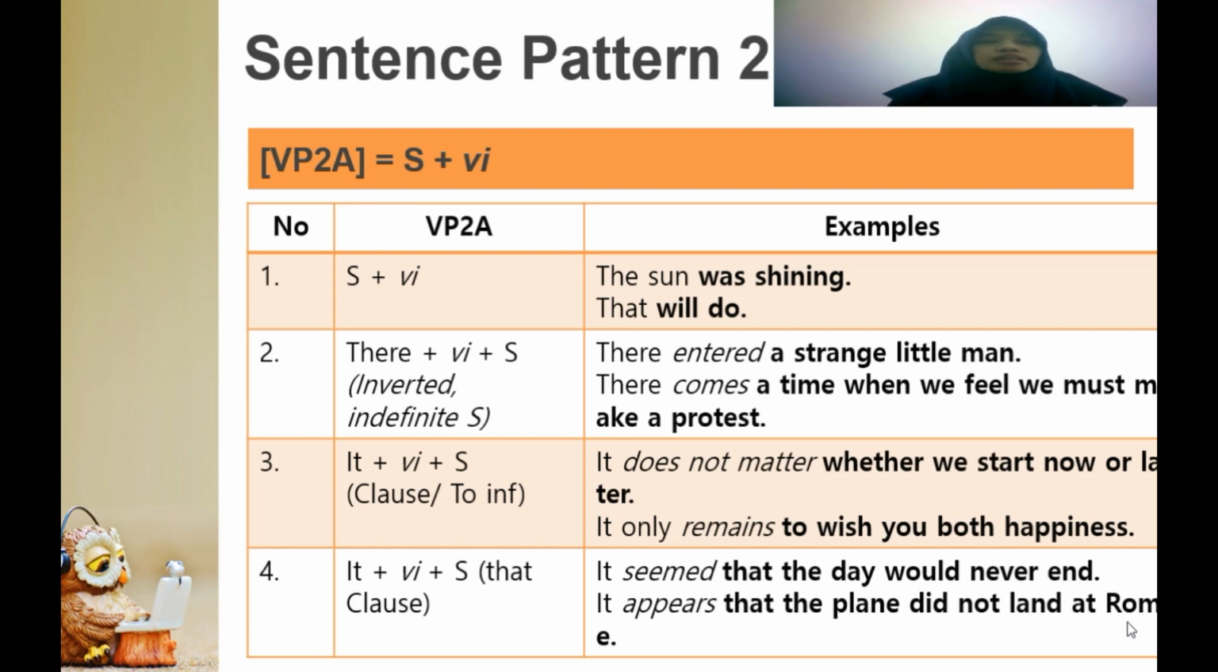The fourth one, we have it plus verb intransitive plus subject. The subject here is in the form of that clause, so that blah blah blah, usually in the form of noun clause. It seemed that the day would never end, for example, or it appears that the plane did not land at Rome. So it is becoming the subject, and then we have the verb. The verb here is like seem, appears, things like that, and then we have the subject in the form of that clause, that blah blah blah.